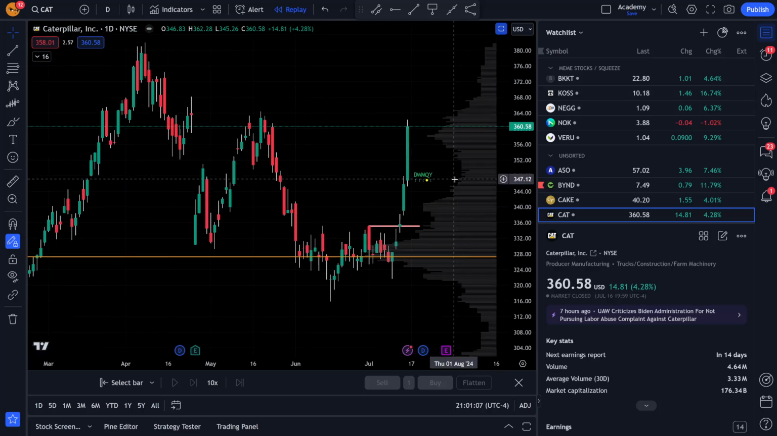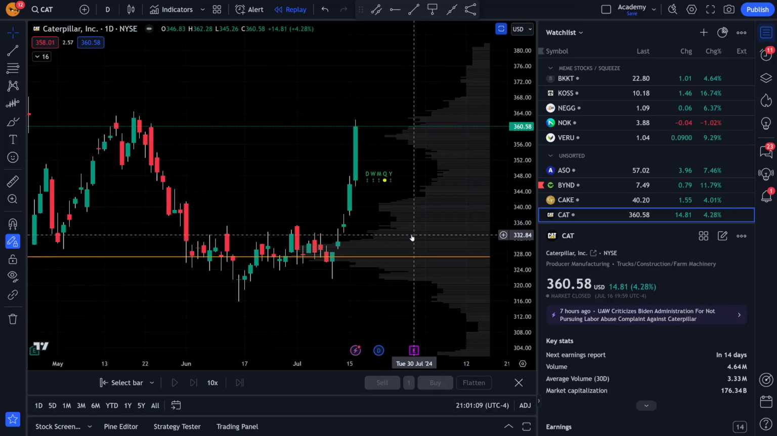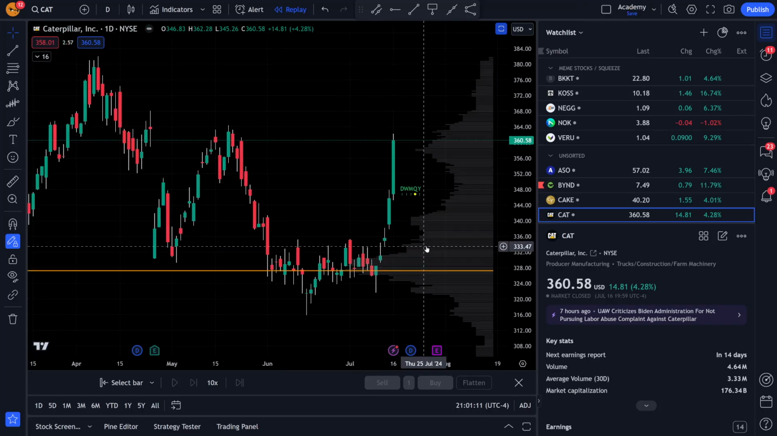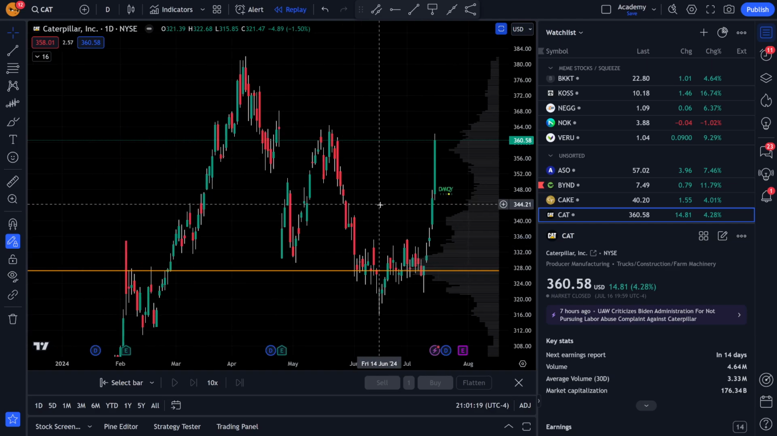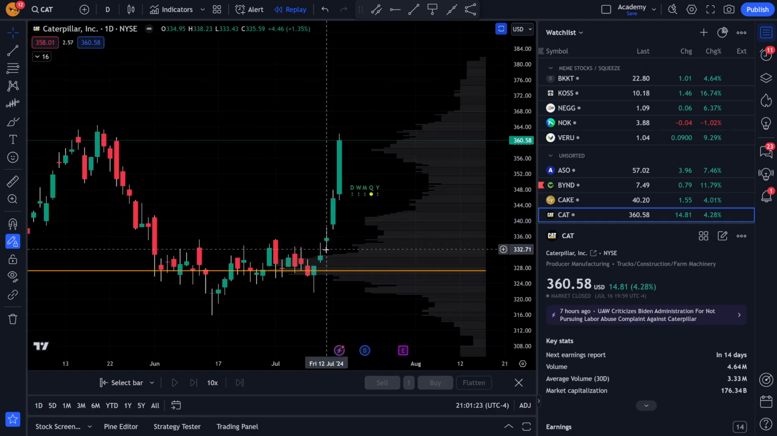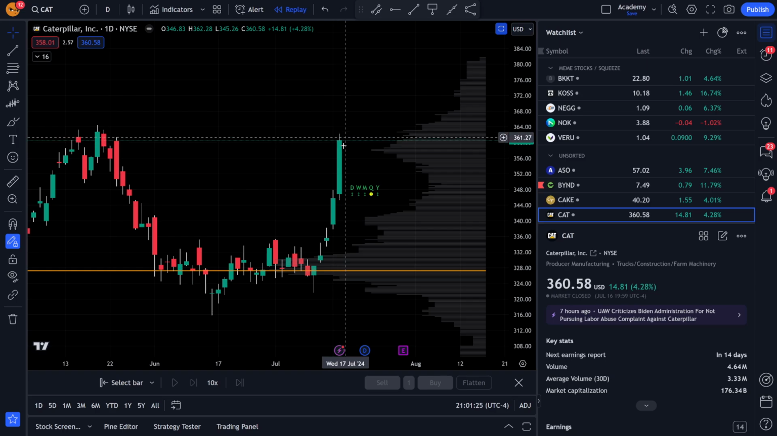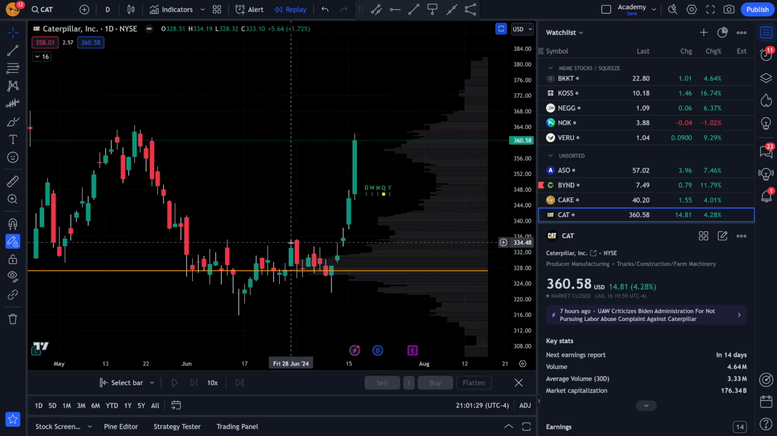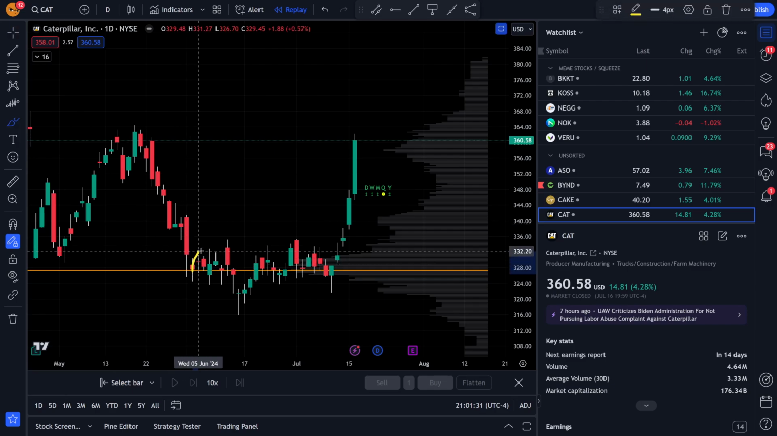Beautiful example again right here. Look what happened. This is Caterpillar. I'm putting CAT because I think a lot of us saw how crazy this move was, right? Some people got like 500, 1,000% on CAT this past week or past 2 weeks. And what was happening? Well, it was trading along a point of control.